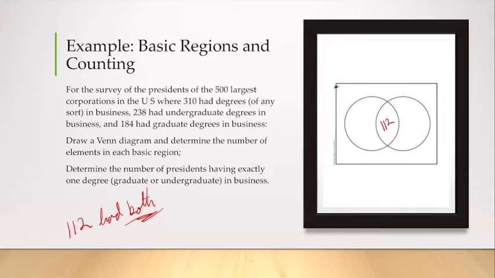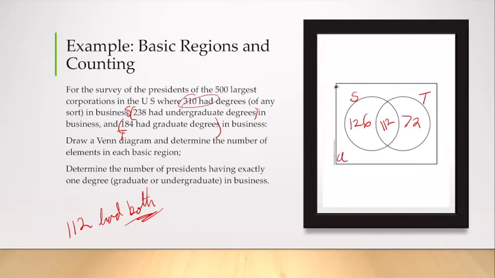Let's put S be those with an undergraduate degree and T be those with a graduate degree. Now, T, we'll put S over here. S has 238 in it total, but it's already got 112. So I'm going to have 126 left to put in this region. Next, I have that 184 had graduate degrees total in T, but I already have 112 accounted for, so I'm going to have 72.